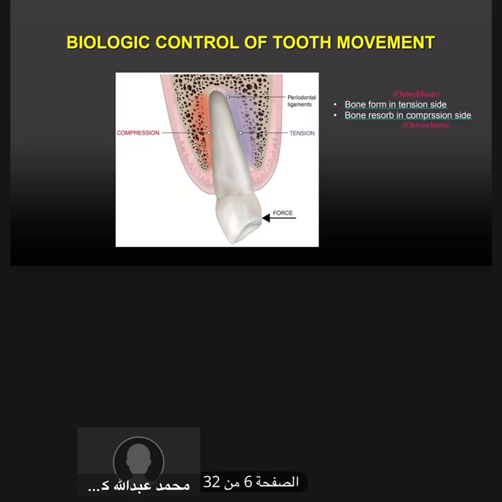So, the area opposite to compression is where tension occurs because of the stretching of the PDL ligaments, which results in either the same or increased blood supply, which results in activation of the osteoblast that forms the bone. So this is how the tooth moves. Once the force is applied, the area of compression is developed where the tooth moves, and opposite to it is the area of tension where the bone is formed.